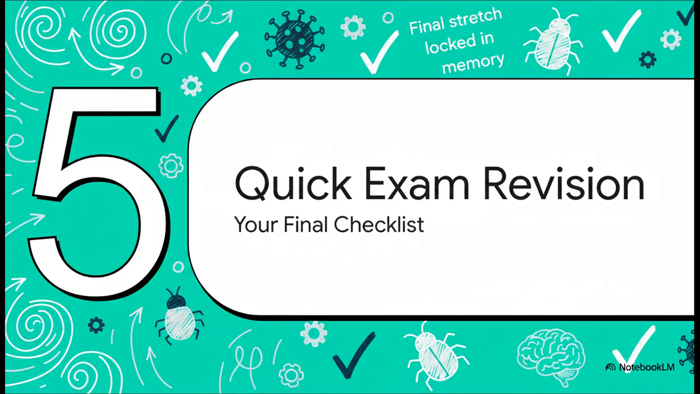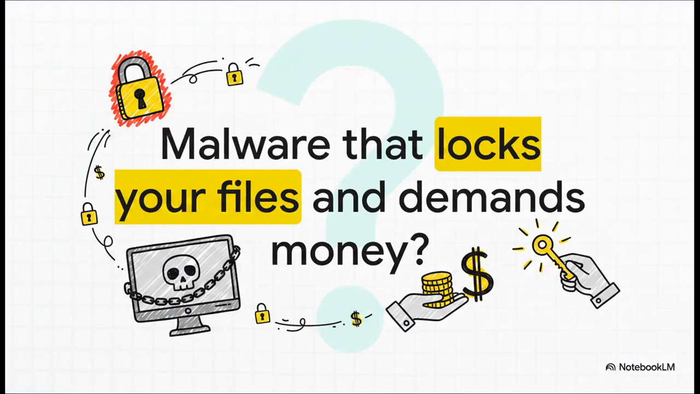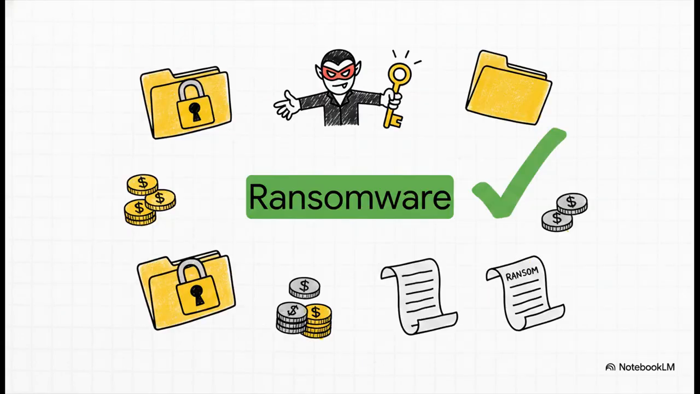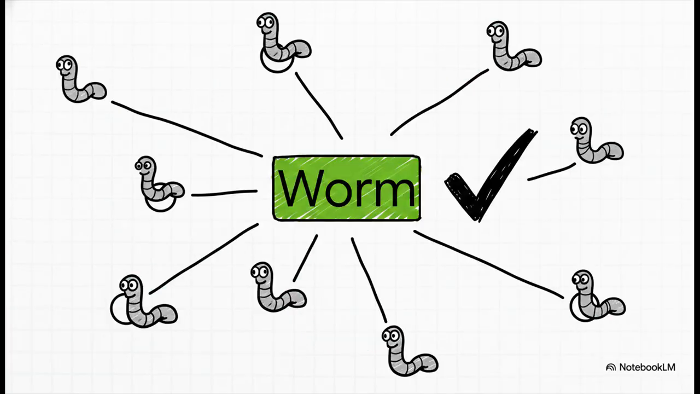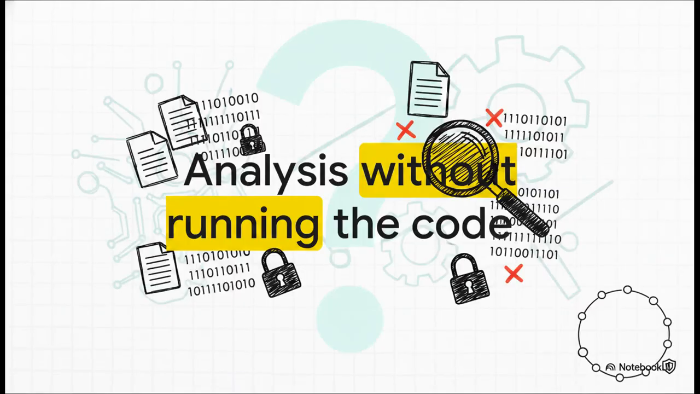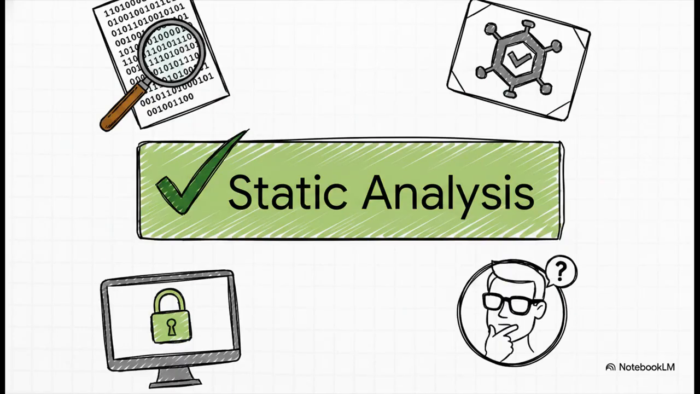All right, you're doing awesome. We're on the home stretch now. Let's do a super quick quiz to hammer these points home and get you ready for that exam. Ready? First one, what's the malware that locks your files and demands cash? You got it, ransomware. Next up, the one that spreads all by itself across a network? That's a worm. And the last one for you, what do we call it when we analyze malware without running the code? Perfect. That's static analysis.